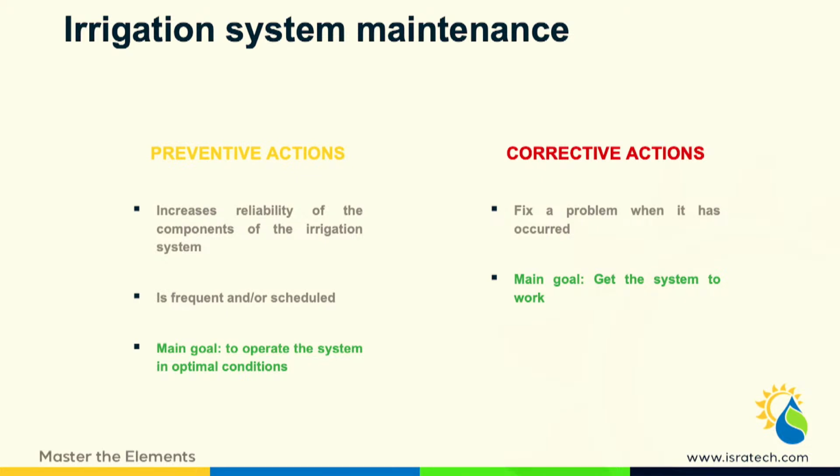We already have the problem with the corrective actions, but we don't want to get to corrective actions. That doesn't mean that we are not going to get there. It might happen, but we have to run preventive actions. We have to schedule them, and they have to be frequent. So preventive actions increase the reliability of the components of the irrigation systems, while the corrective actions fix a problem when it has occurred.